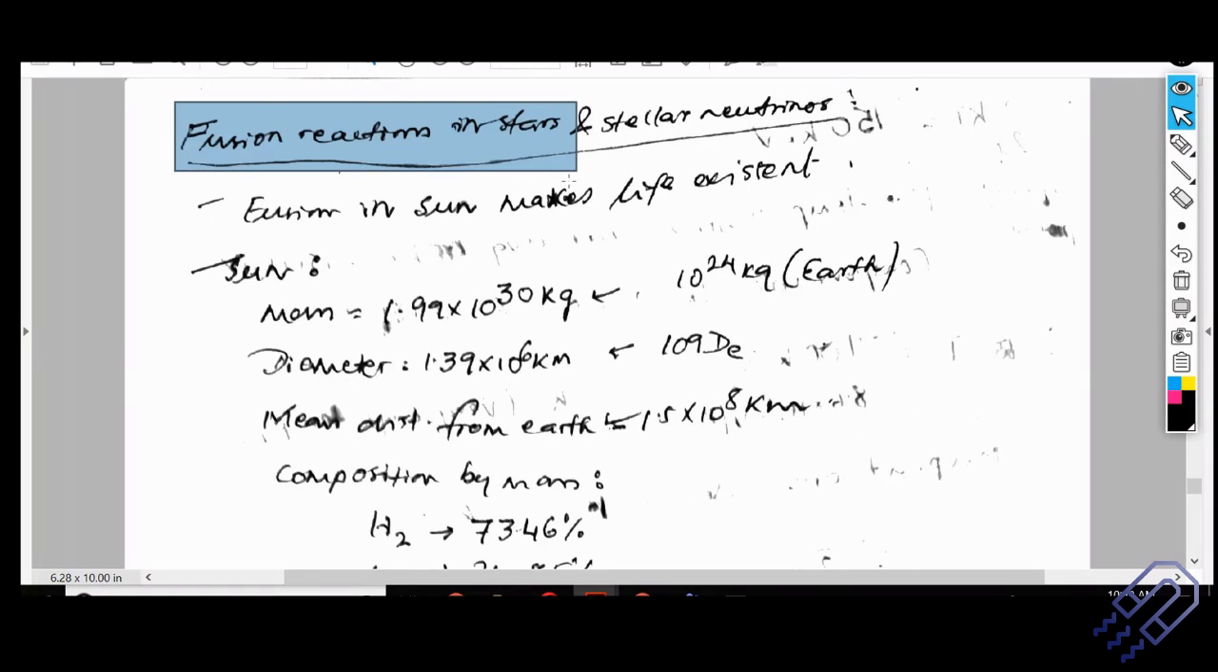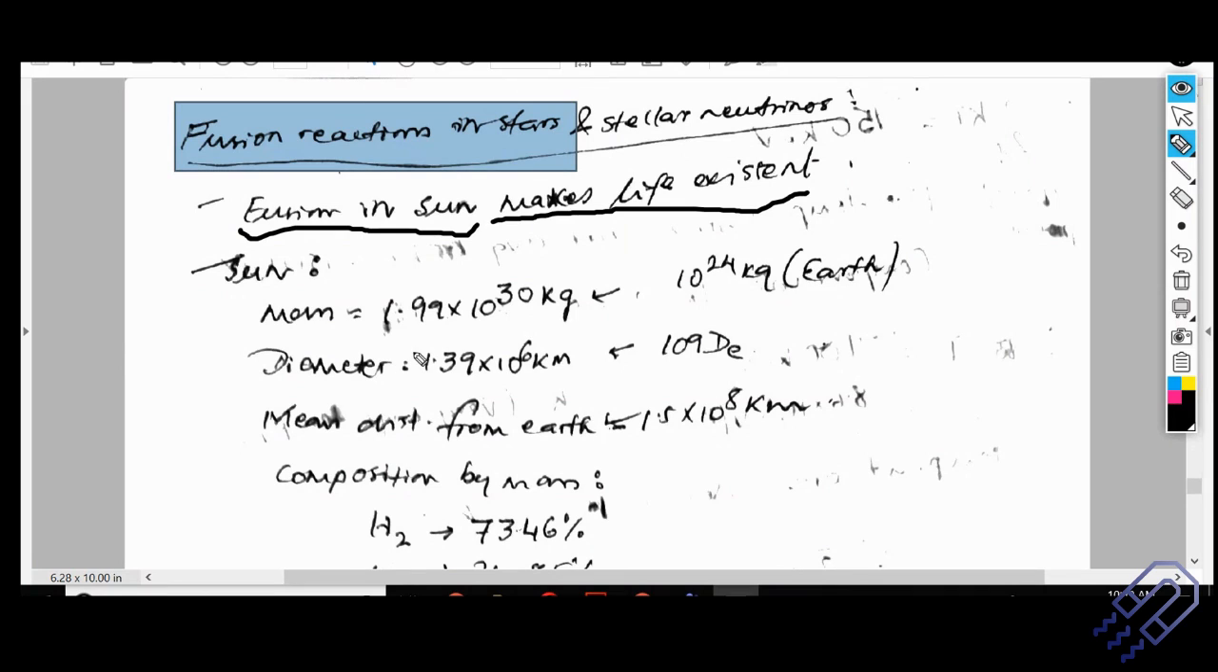And by stars, I definitely mean the sun also. So it is happening everywhere there. So fusion is probably the basis of all life forms. Fusion happens in the sun, because of which we have the sunlight, which makes life existent. So probably from our moral ground, being a student of physics, learning fusion is important.